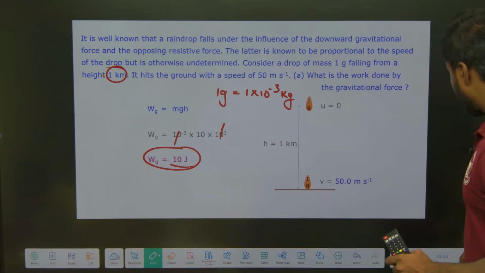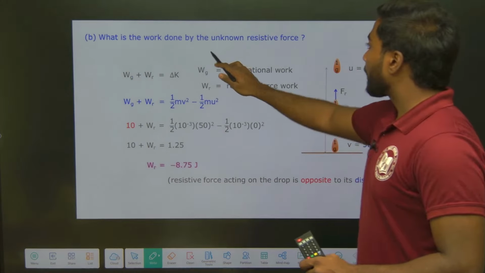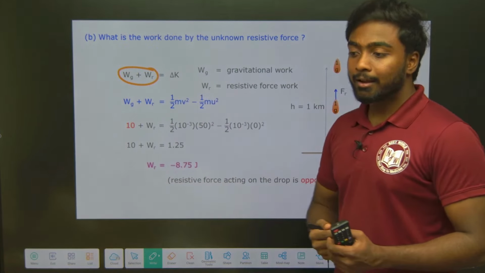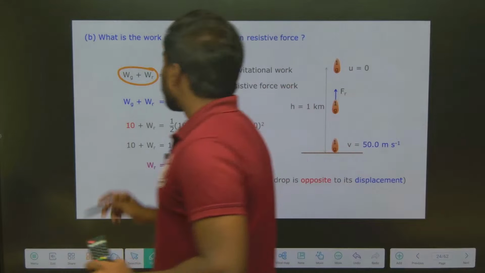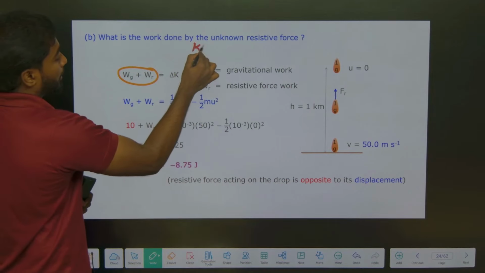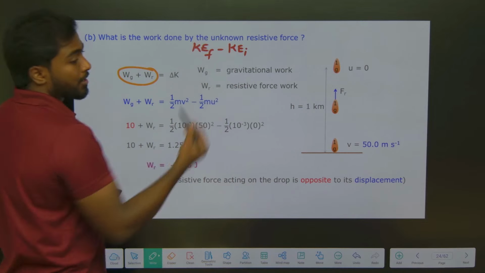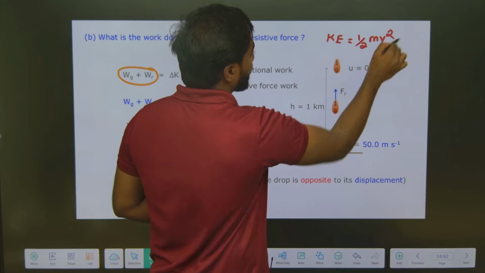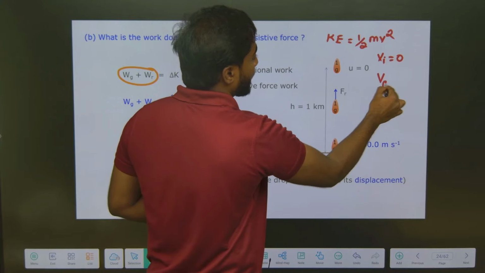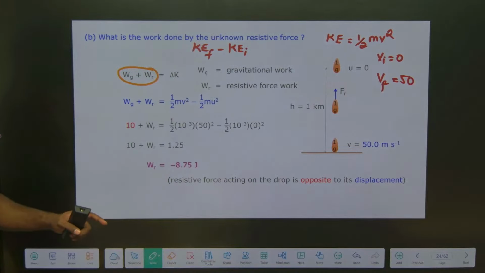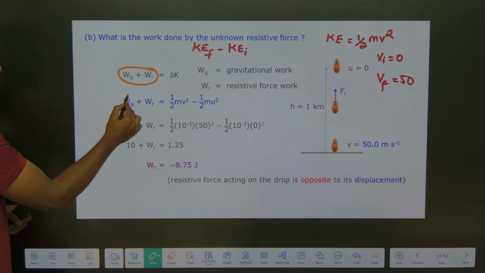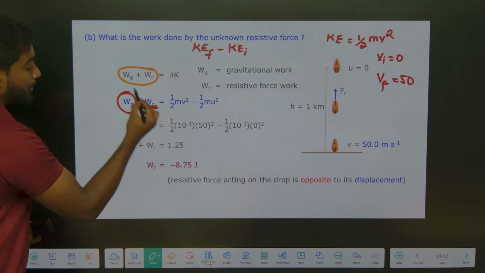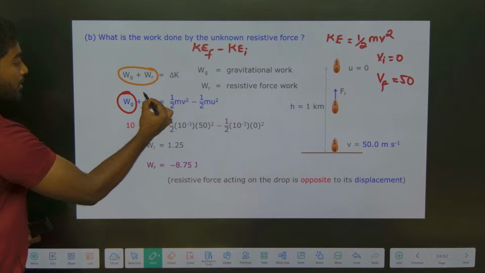So the sum of work done by the gravitational and resistive force will be equal to the change in kinetic energy. Change in kinetic energy means kinetic energy final minus kinetic energy initial. We know the formula that kinetic energy is half m v square, where v initial is 0 and v final is 50 meter per second. We'll substitute those values. We know the work done by gravity, and we don't know the work done by the unknown resistive force. This is the thing we need to find.